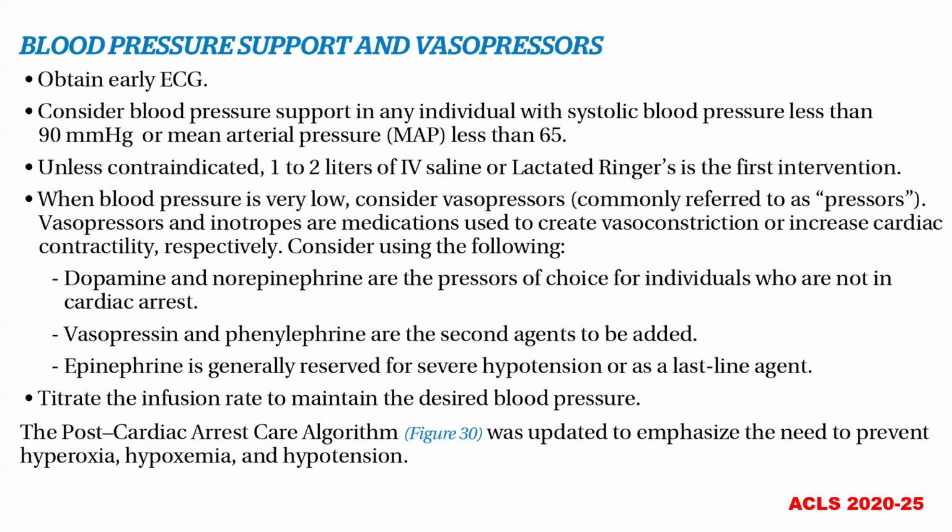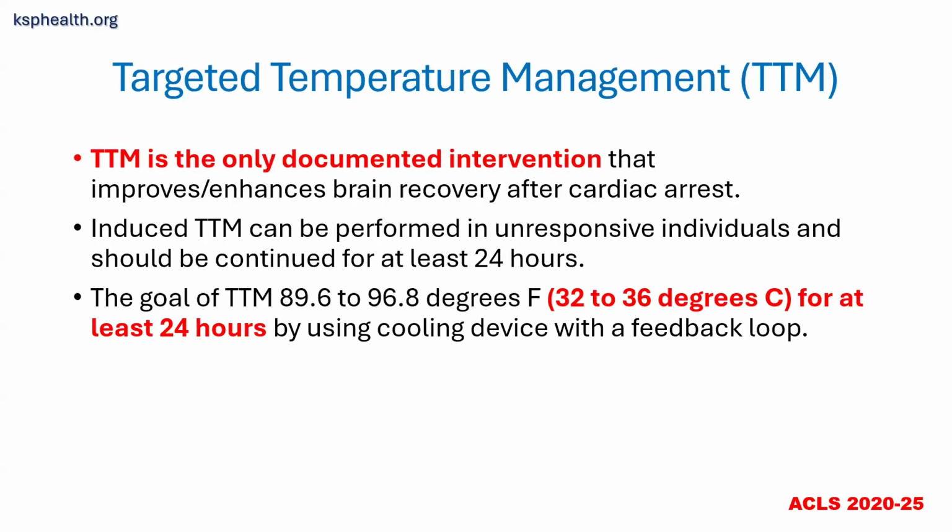Consider the following drugs: dopamine or norepinephrine are the drugs of choice if the patient is not in cardiac arrest. If the patient is in cardiac arrest, go directly to epinephrine. Vasopressin and phenylephrine are the second agents after dopamine and norepinephrine in a non-cardiac arrest patient. Titrate the infusion rate to maintain the desired blood pressure. The post-cardiac algorithm is to prevent hyperoxia, hypoxemia, and hypotension.